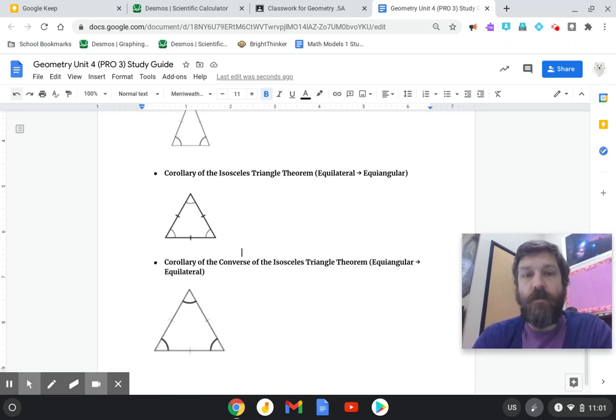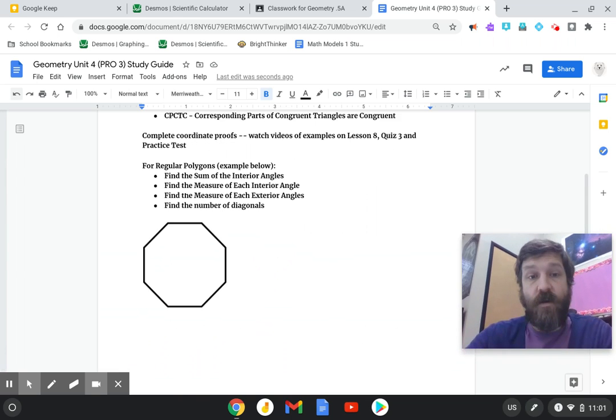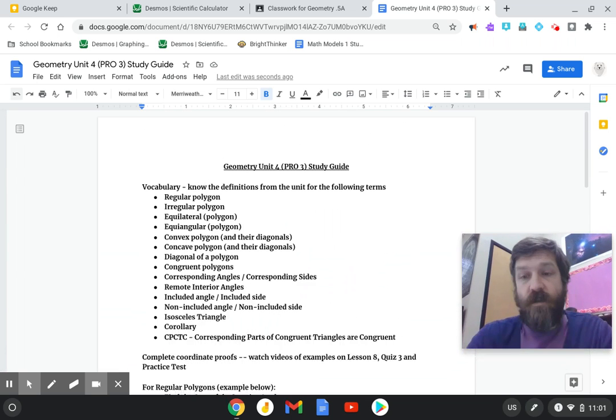Then we have the corollary, which is just taking that information about isosceles triangles and applying it to equilateral triangles. And it basically says that when a triangle is equilateral, it is also equiangular. Pretty straightforward. And then the corollary of the converse says that if the angles are congruent, in other words, if this is an equiangular triangle, it is also an equilateral triangle. So that's pretty straightforward. So you need to just review all of those theorems. You need to review everything you see in the vocab list.